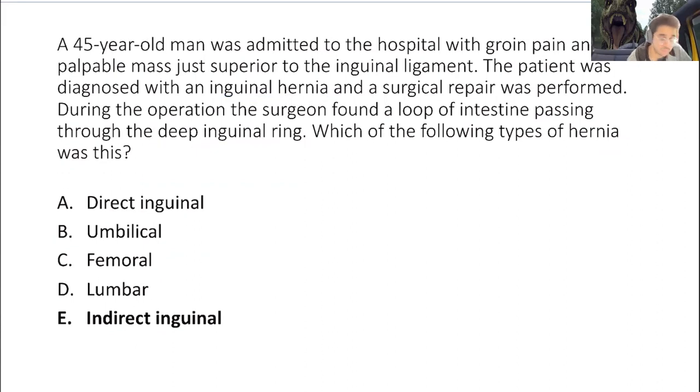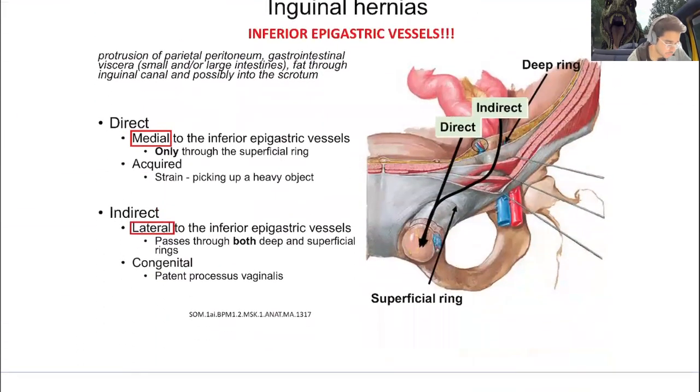That's also another key giveaway, because remember, indirect actually goes through both the deep as well as the superficial ring. Now, I'll explain why in a minute. Versus your medial, it only goes through your superficial ring. That's a key detail that I want you guys to remember.